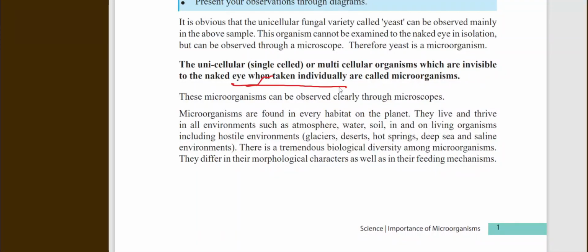So in the similar manner, we cannot examine microorganisms individually, but as a whole, when they are there, we can see the color. Clear? So seeing the color is not seeing the microorganisms. If we can see them separately, that is seeing microorganisms.